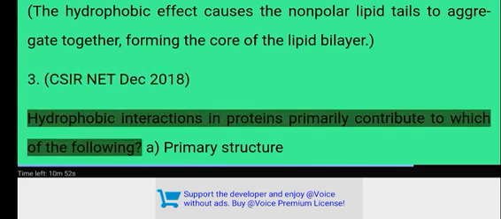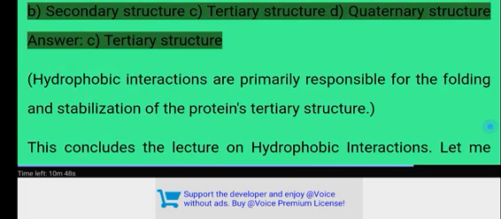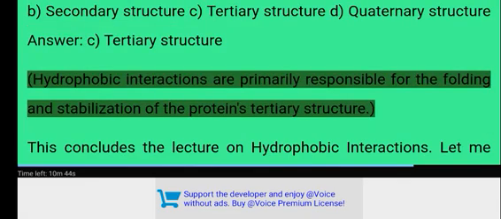3. CSIR NET December 2018. Hydrophobic interactions in proteins primarily contribute to which of the following? A. Primary structure. B. Secondary structure. C. Tertiary structure. D. Quaternary structure. Answer: C. Tertiary structure. Hydrophobic interactions are primarily responsible for the folding and stabilization of the protein's tertiary structure.